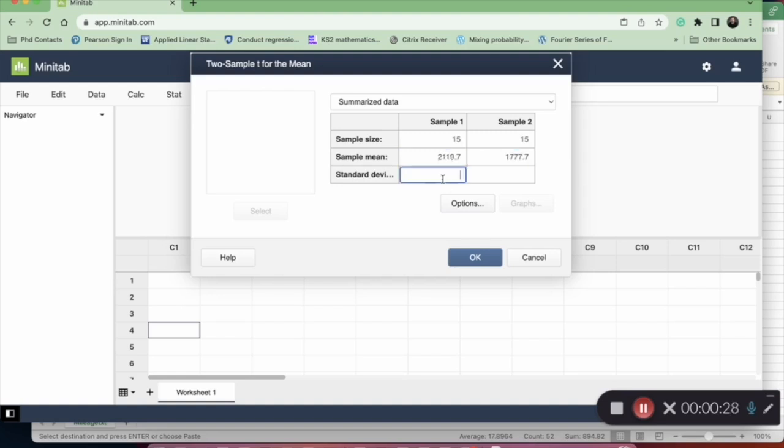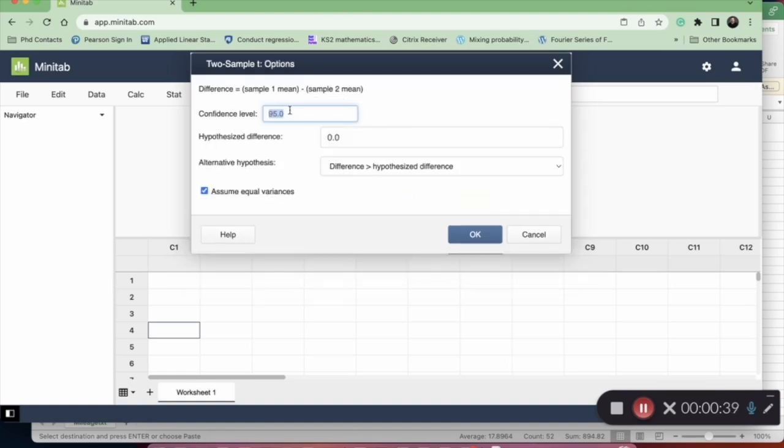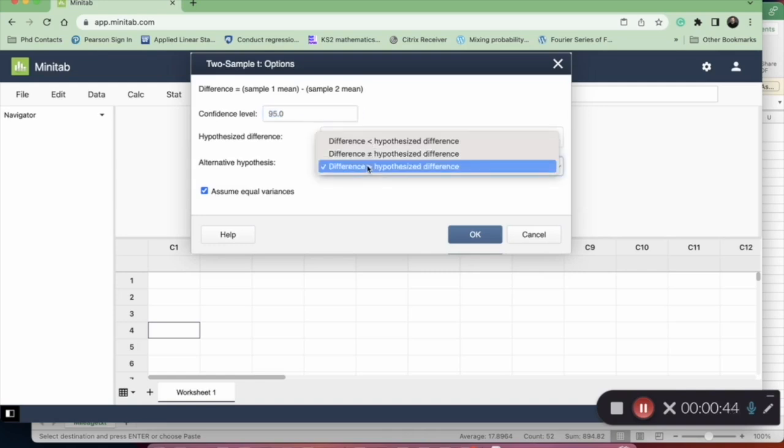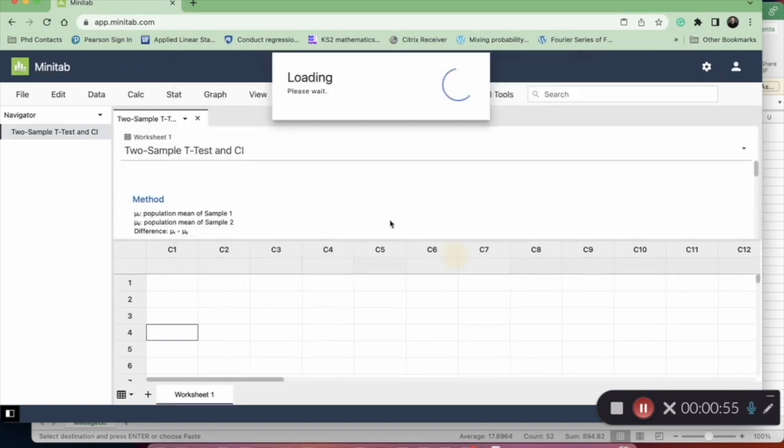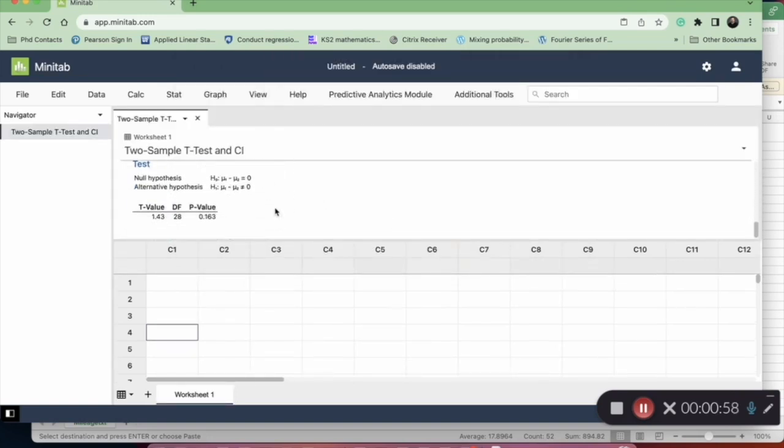The other one is 1,777.7. And the standard deviation of the samples is 709.7. The other one is 593.9. Then Options: we have the 95% confidence level, correct. The hypothesized difference, we are assuming is 0. The difference is not equal to the hypothesized difference. This is the alternative hypothesis. We have two tests in this case. Assume equal variances, yes, unless mentioned otherwise. Then we go and look at the p-value.